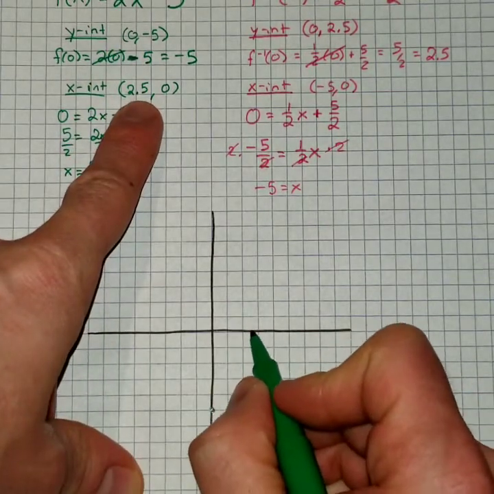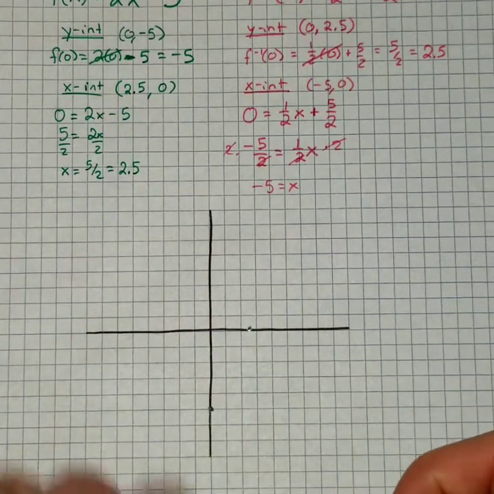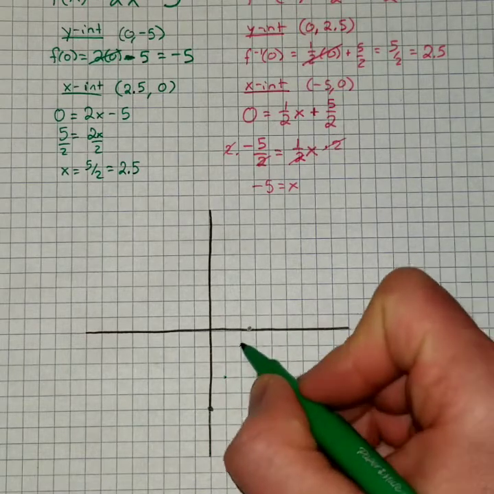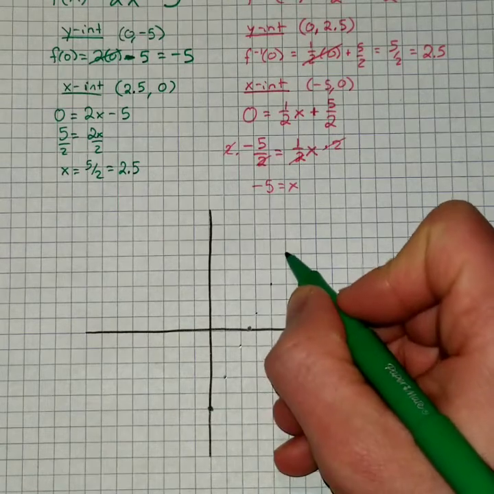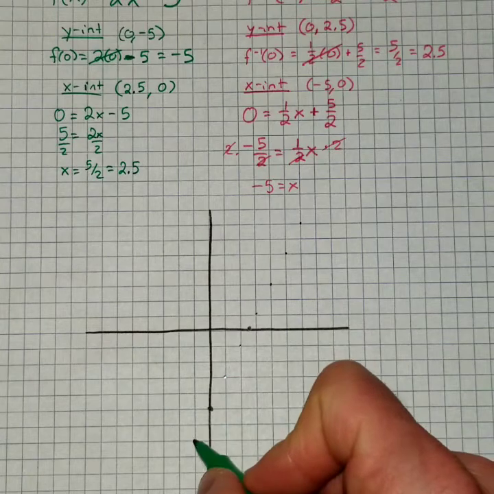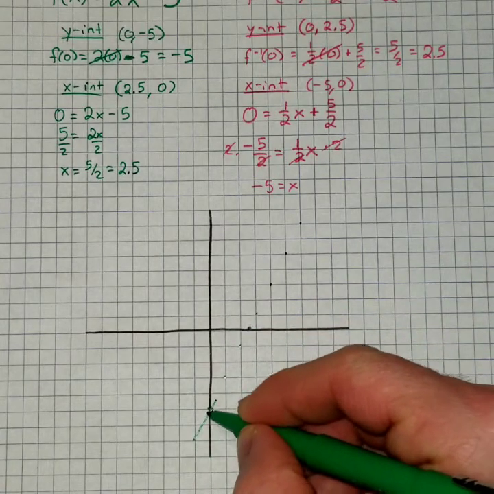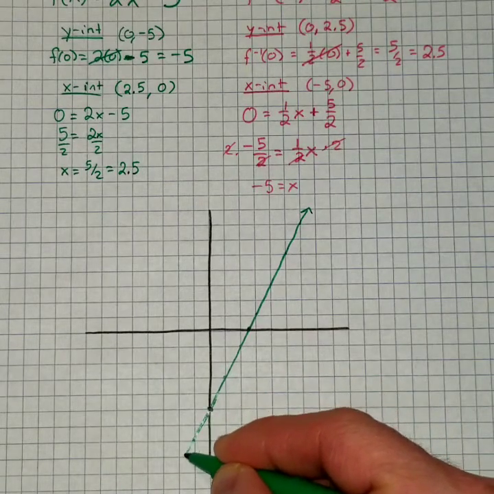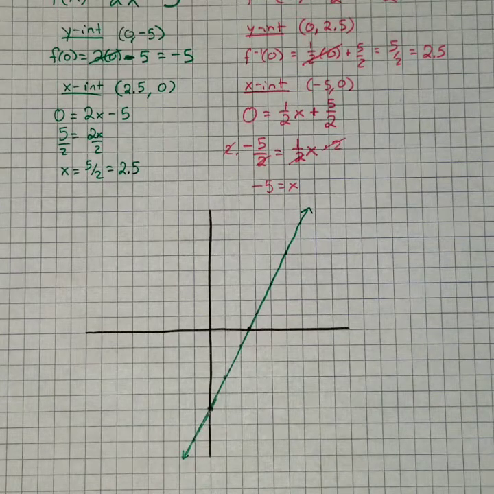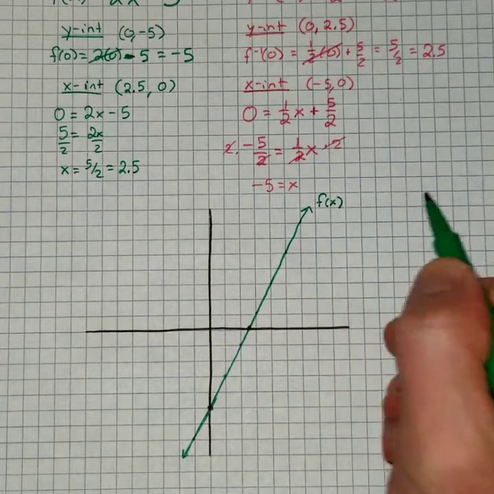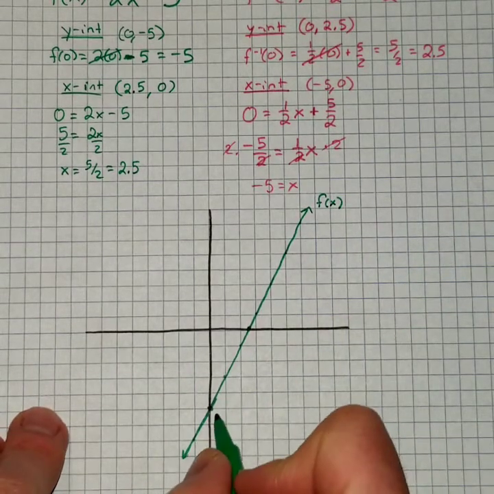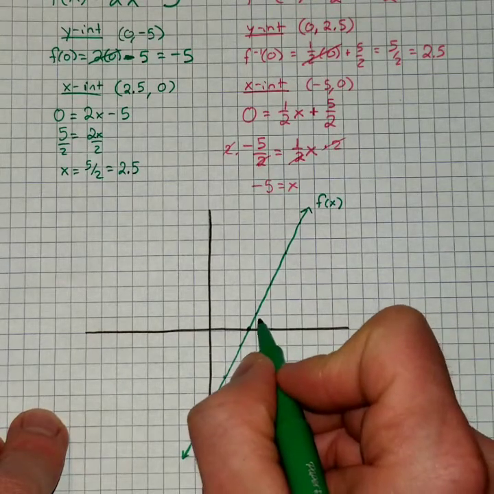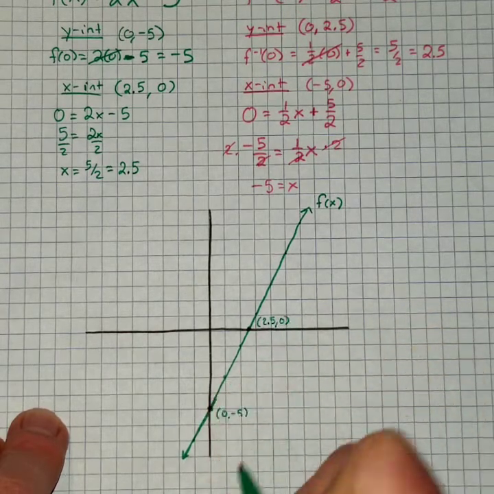The x-intercept is at 2.5, so 1, 2.5. And we know the slope is 2, so I can get a pretty decent graph by just going up 2 over 1, up 2 over 1, all the way up through this graph. And down 2, back 1, do that once. All right, so there's my green graph. That one is f of x. Again, maybe I'll write the couple ordered pairs in here. So this is 0 comma negative 5, and this point here is 2.5 comma 0. Those are our two intercepts.